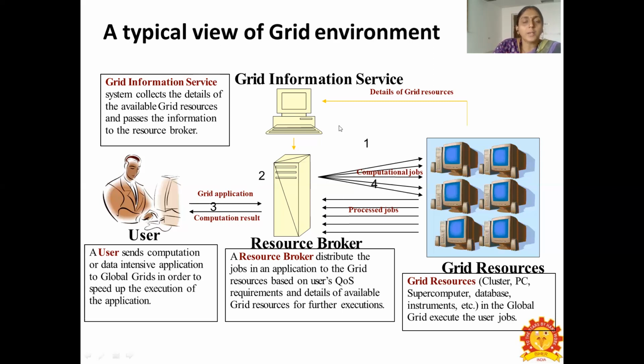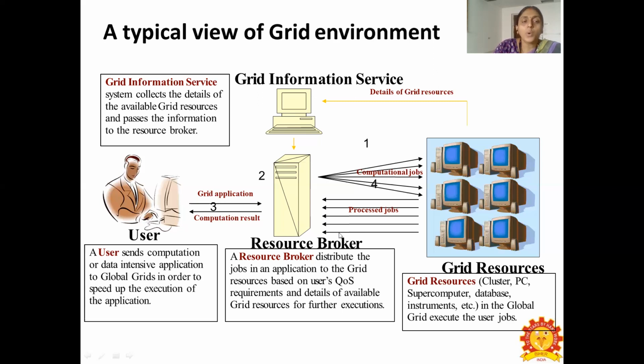So overall, the main grid resource details are stored in the grid information service, and the grid information service is mainly responsible for collecting the details of the available grid resources and passing the information to the resource broker. And this resource broker is mainly responsible for distributing the jobs in an application to the appropriate grid resources based on the user's quality of service requirements, QoS requirements, and also the availability of the grid resources.